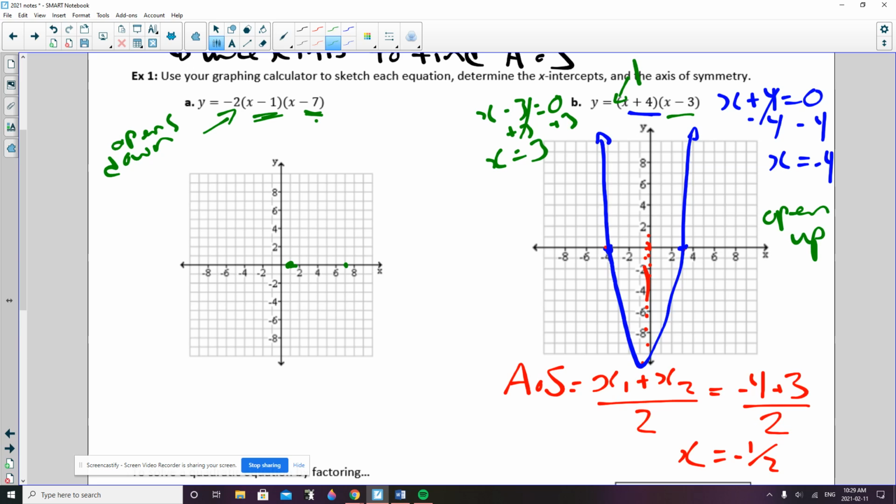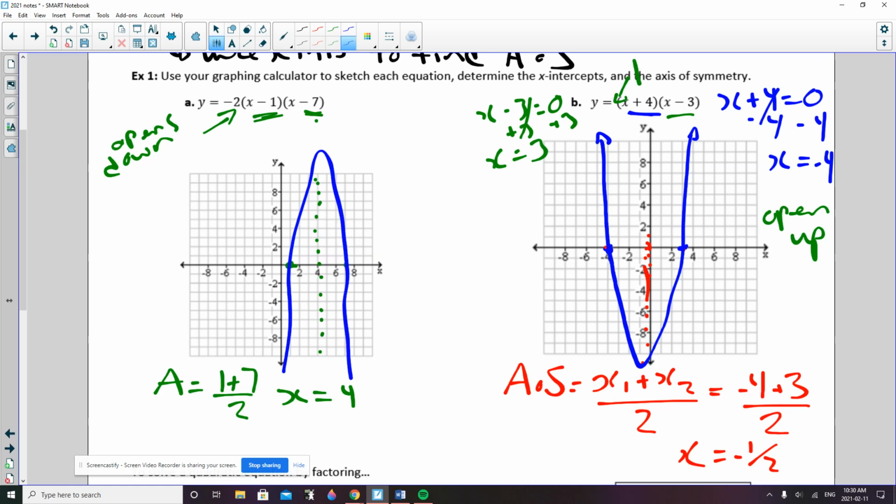The other thing I can do then, once I know those, is my axes of symmetry would be 1 plus 7 divided by 2. So 8 divided by 2, I have an axes of symmetry at x is equal to 4. So there'd be a line right on 4 that cuts this graph perfectly in half. If I'm going to sketch this, my graph probably looks something like that. Just from that equation, I can only tell my x-intercepts, opening direction, and my axes of symmetry, but it gives me a rough sketch. Okay, I can also graph that and verify those.